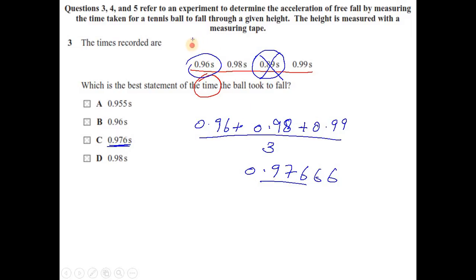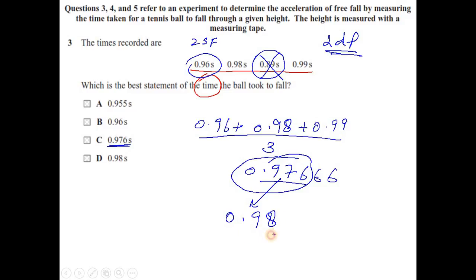2 significant figures, or you can say 2 decimal places. So you need to give your answer to 2 decimal places. So don't think that you can give the answer as 0.976, which is 3 significant figures, or 3 decimal places. So if you round this number off, you can clearly see that after rounding off you have 0.98. So your option is D.